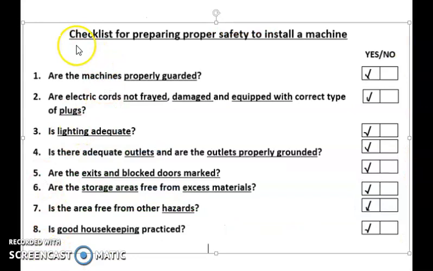Let's see another example. Look at the question. Checklist for preparing proper safety to install a machine. So before we proceed to install a machine, what are all the parameters we should check? That's the answer here. Are the machines properly guarded? So auxiliary verb "are" is used. If you look at all the answers, there is no pronoun used. Here either "are" or "is" is used.